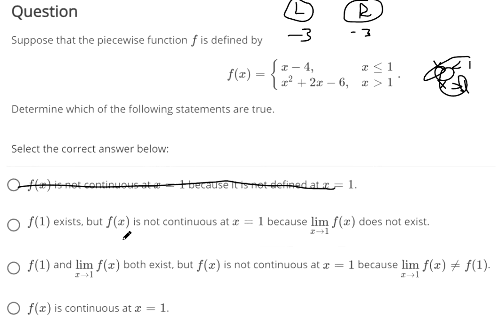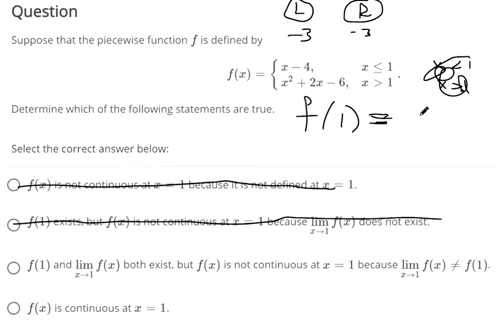f(x) is not continuous at x equals 1 because the limit doesn't exist. We just found out the limit does exist because the limits agree. It's not continuous at x equals 1. No, this is also not true, because if you were to plug in 1, that's going to be the same as the left-hand limit this time, and they'll give us the same value. If you plug in 1, 1 minus 4 makes negative 3. So that's not true. It's continuous.